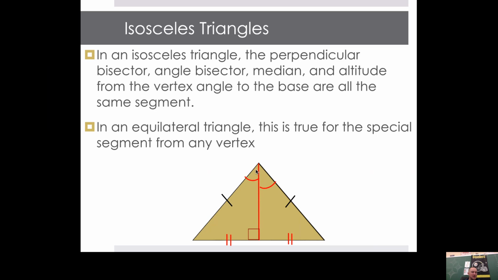So this segment is everything that we've talked about so far in this chapter. This segment right here is a perpendicular bisector. It's an angle bisector. It's a median, and it's an altitude. That's when you have an isosceles triangle. In an equilateral triangle, this is true for the segment from any vertex. So this isosceles triangle, this segment is all of those things from this vertex. Now, if this was equilateral, then it would work from every single vertex.